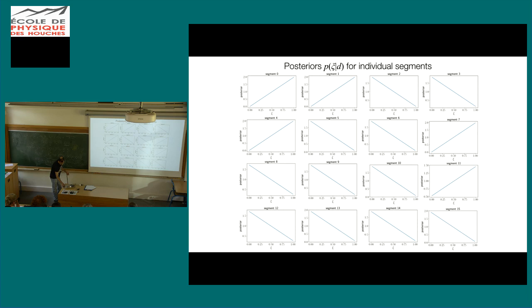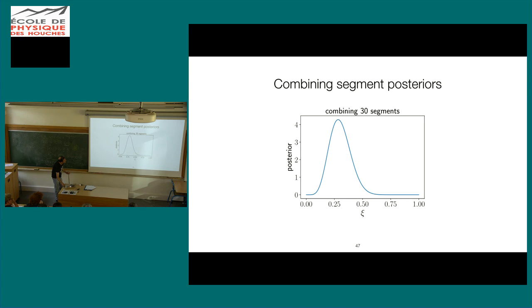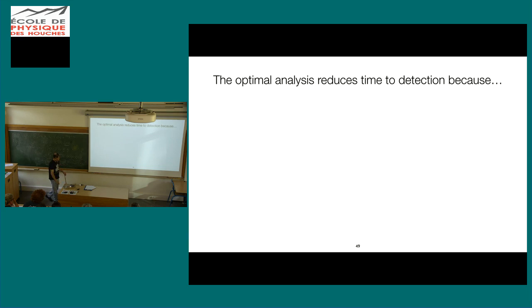Now what you need to do is combine the posterior distributions over the different segments. And if you do that, for the first segment, the second segment, 3 segments, 4 segments, 5 segments, 10 segments, 20 segments, 30, 40, you get this, okay? So just multiplying those posterior distributions for the individual segments ultimately converges on the true answer for this particular example. Okay, so that's the idea that underlies their analysis.